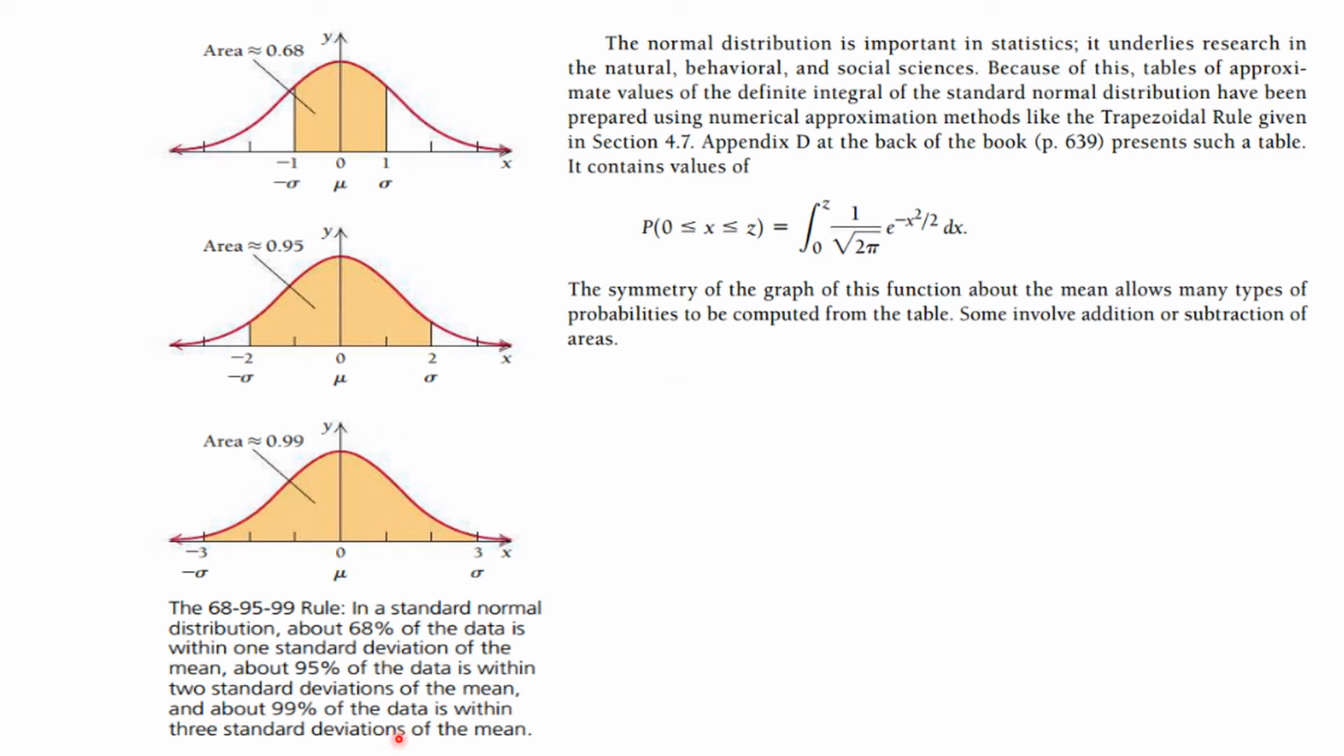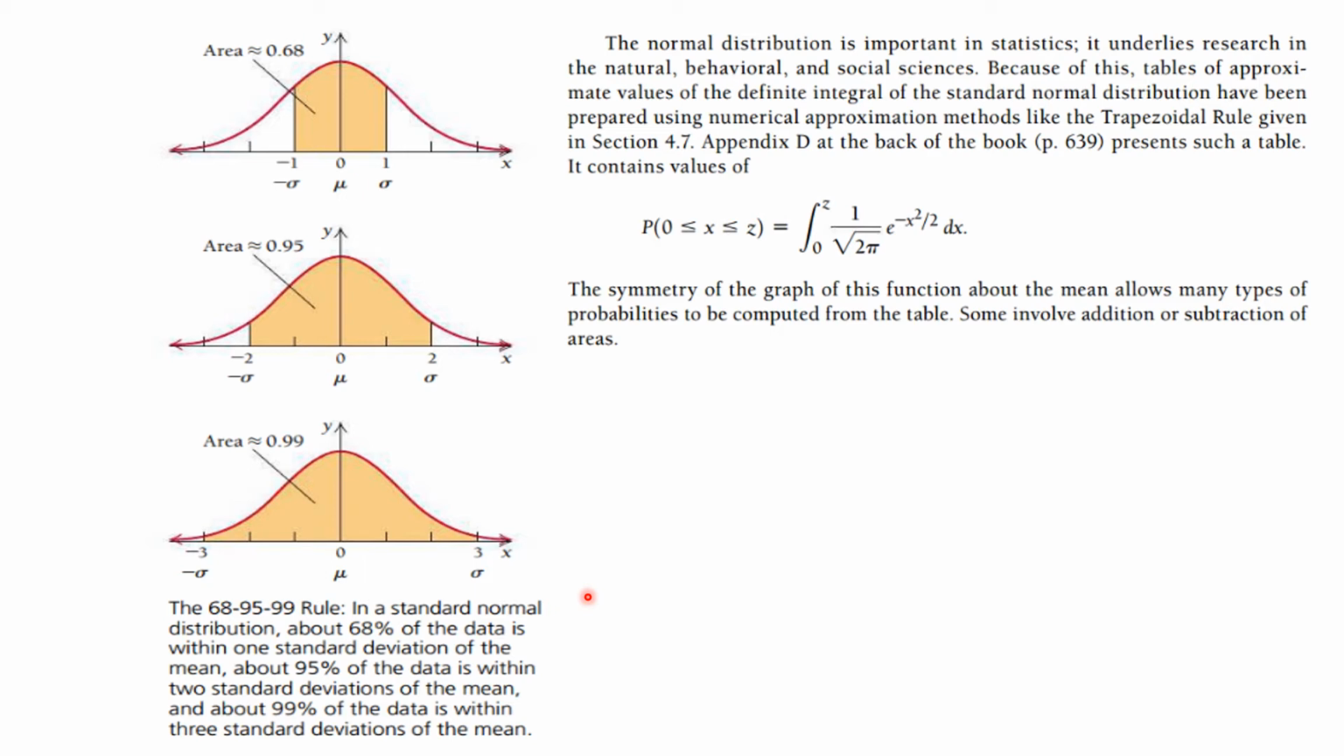Now, here's an important consideration. If you ask how much of the area is between minus sigma and sigma, you see that it is approximately equal to 68%. And so that means that 68% of the data is within one standard deviation of the mean. Similarly, 95% of the area, 95% of the data is between two standard deviations below and above the mean. And if you go 3 standard deviations, you capture over 99% of the data. This is sometimes called the 68, 95, 99 rule.